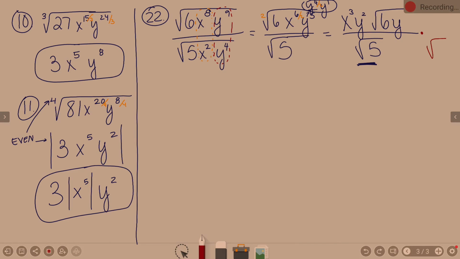Okay, if it's just a single square root, you multiply by itself. So we're going to multiply by square root of 5. What I multiply the denominator by, we're going to multiply the numerator by. So on top, out front, I already have x to the third, y to the second. What is square root of 6y times square root of 5? Square root of 30y, because you can multiply a square root times a square root.